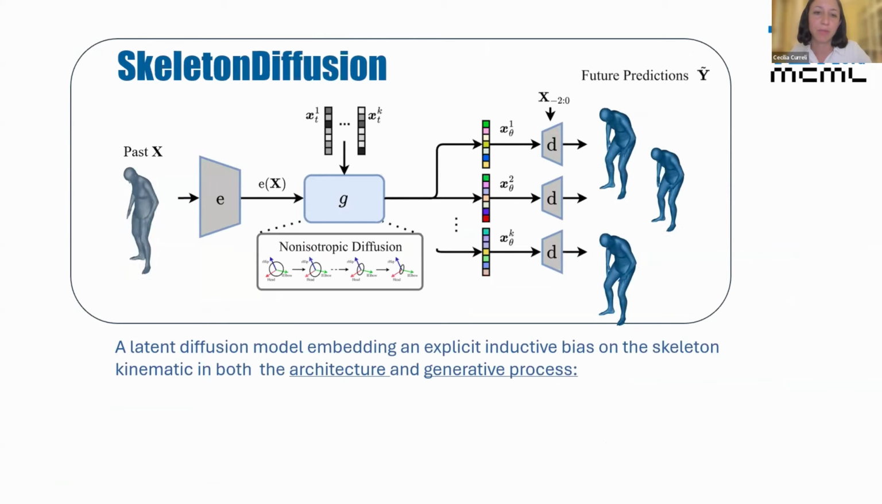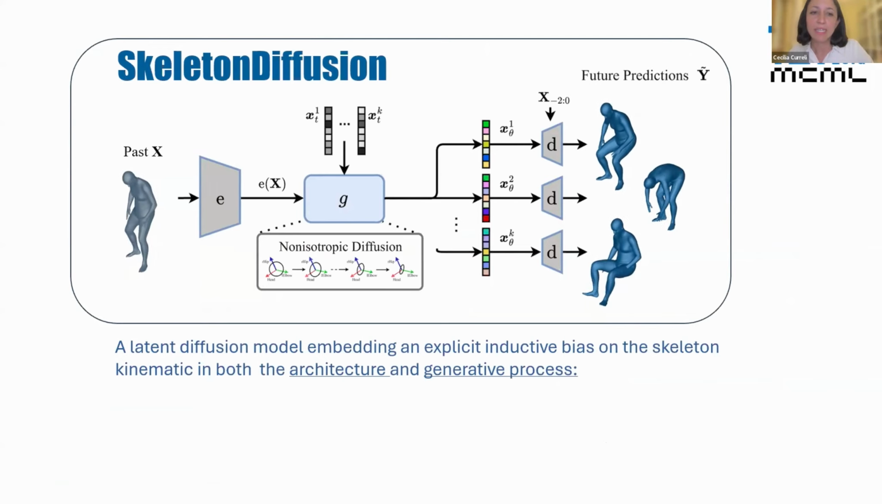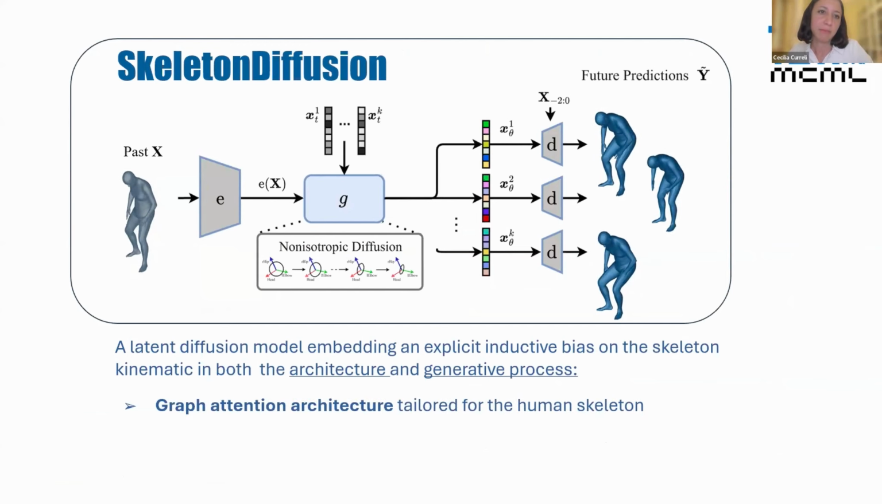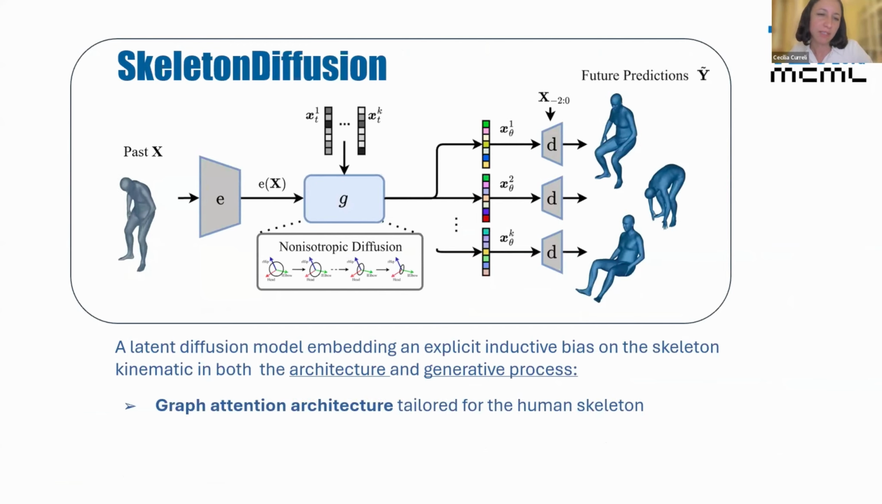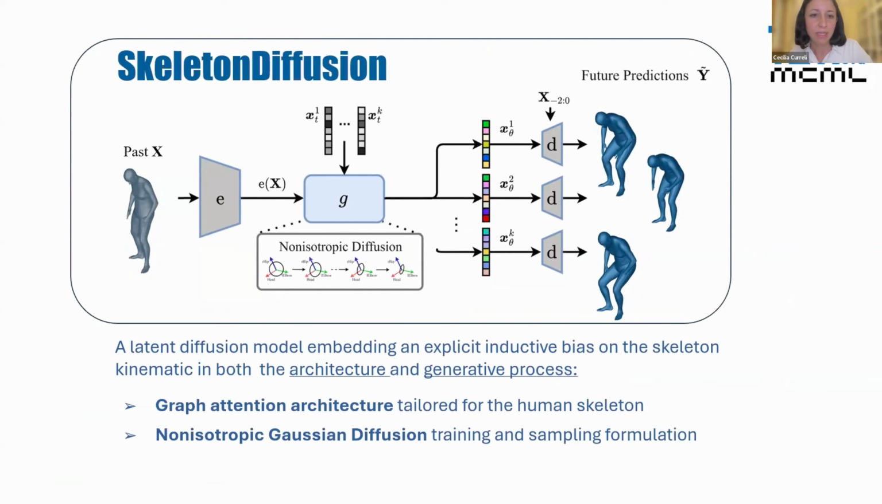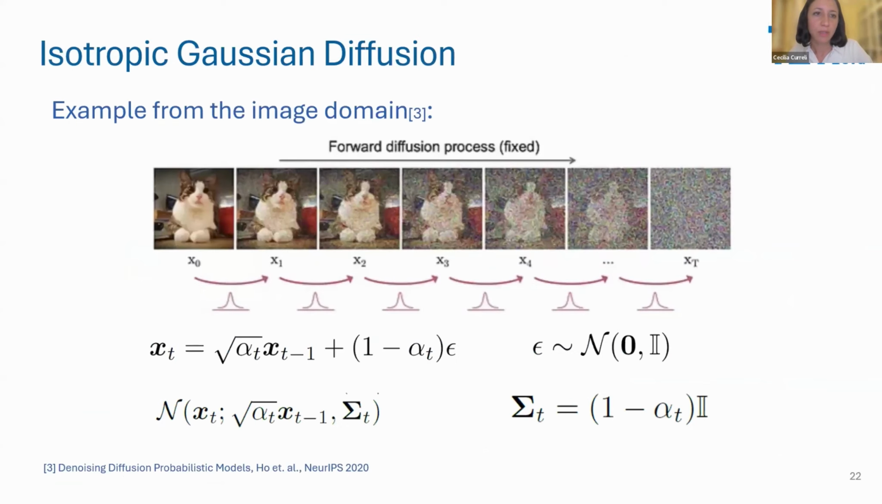Skeleton diffusion, the model we presented at CVPR, is a latent diffusion model that embeds an explicit inductive bias on the skeleton kinematic in both the architecture and the generative process. We do so in two different ways.